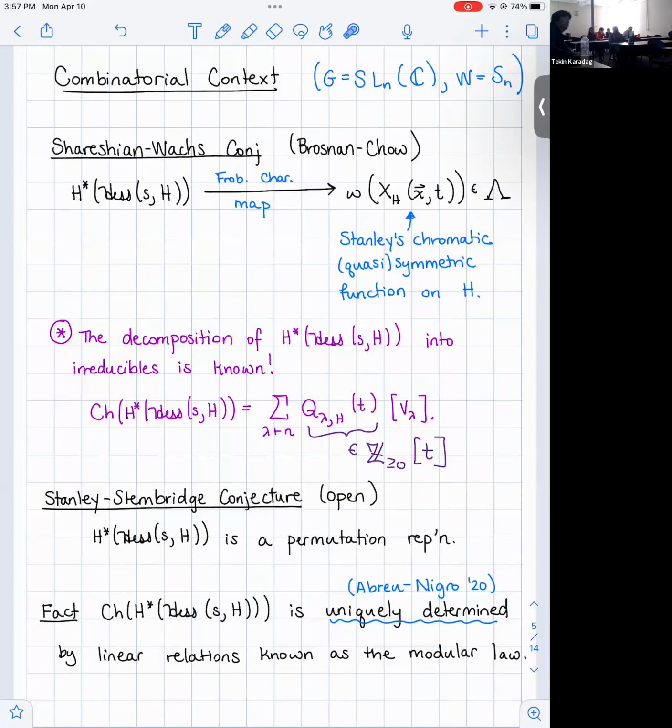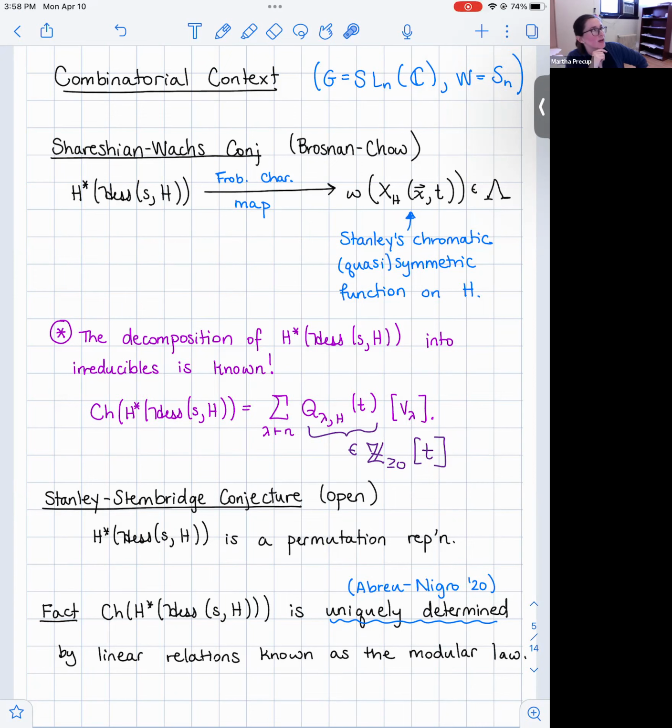Right here. So I'm looking at the Stanley-Stembridge conjecture. Now, let's say you're in type B. Do you have any ideas whether this will actually be a direct sum of certain types of representations in that case? So, okay, let's say you're in type B. So we have some ideas.